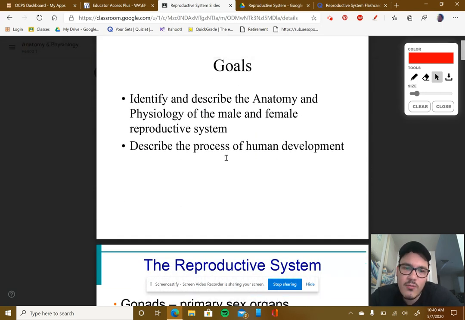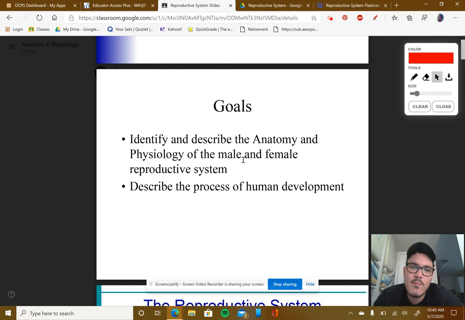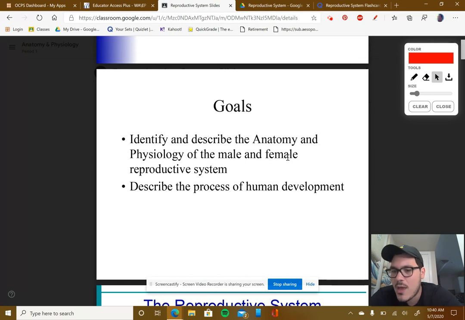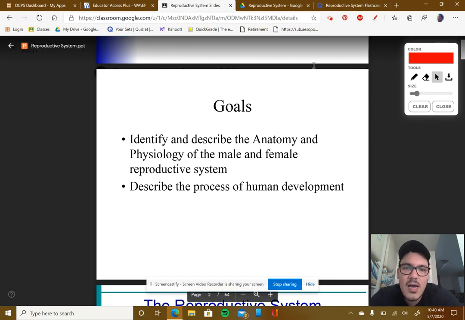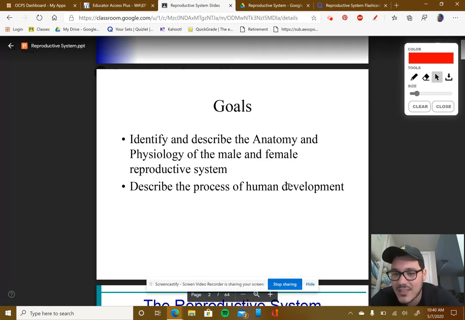So what are the goals of the reproductive system for this unit? Identify and describe the anatomy and physiology of the male and female reproductive system. That's pretty straightforward, right? The literal anatomical structures found in both men and women, and also what they are involved with, what their jobs are. And then describe the process of human development. This is something that a lot of people, especially at high school age, obviously have a general understanding of, but some of it might not be as understood.